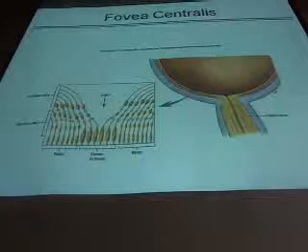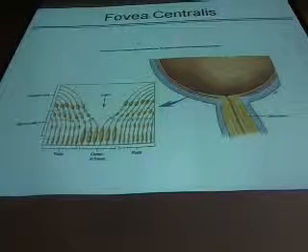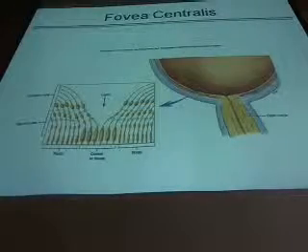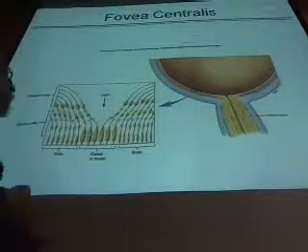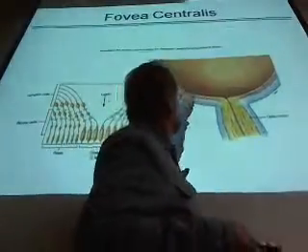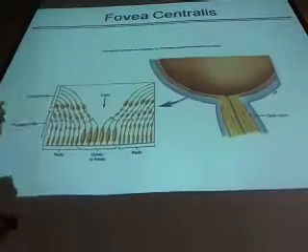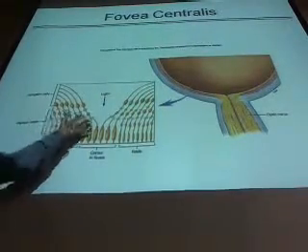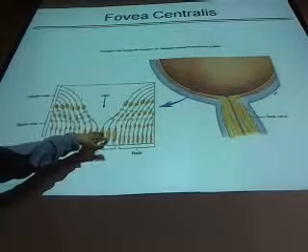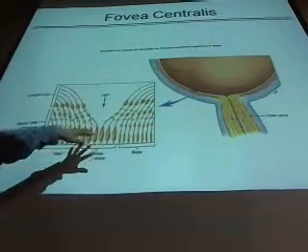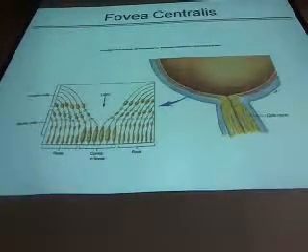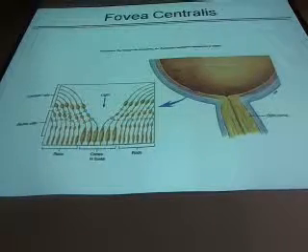Now, see what happens in the fovea centralis. Here's your optic disc. This is your retina. Here's your fovea centralis right here. The rods are kind of pushed aside, and the light is coming in directly on the cones. That's where you get your acuity.